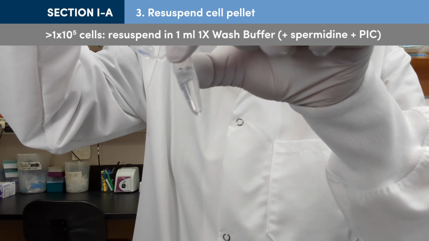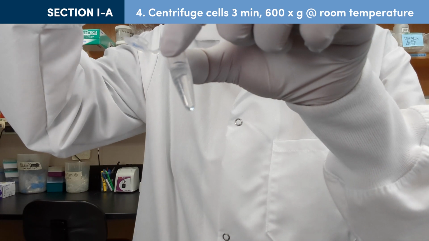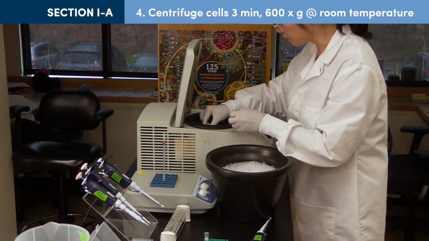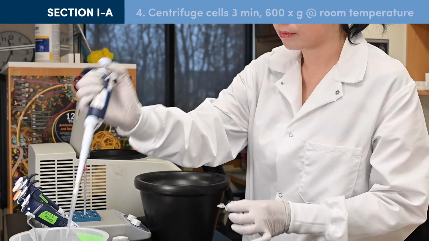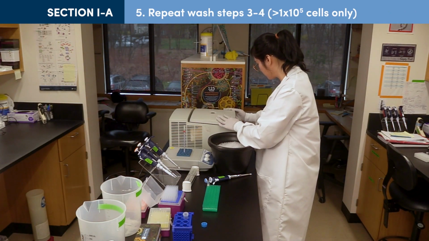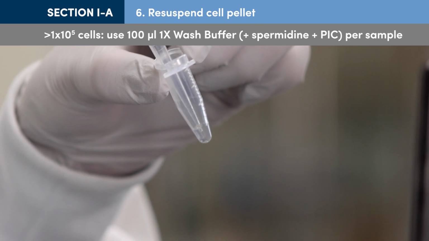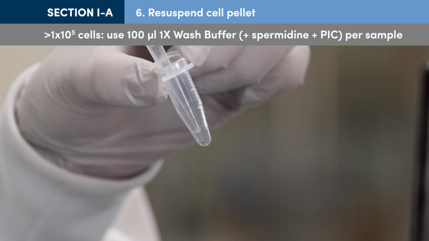Resuspend the cell pellet in 1x wash buffer by gently pipetting up and down. Centrifuge the resuspended cells for 3 minutes and remove the supernatant. Wash the pellet a second time by repeating steps 3 and 4. Resuspend in 100 microliters of 1x wash buffer per sample and gently pipette up and down.